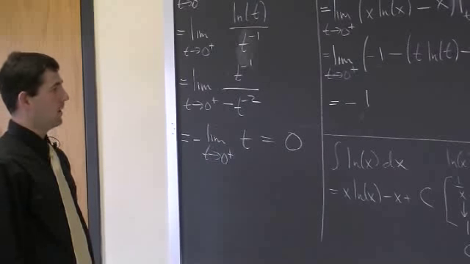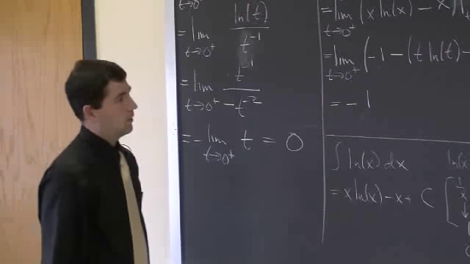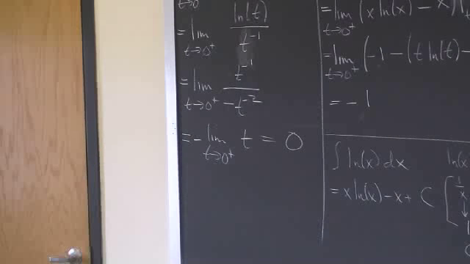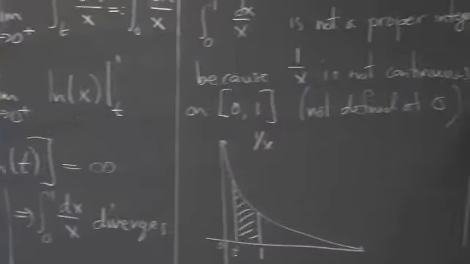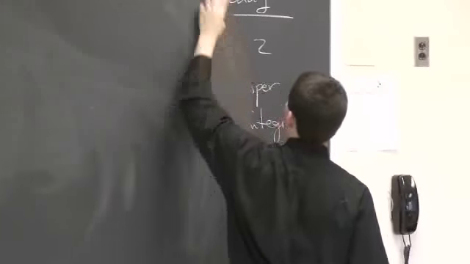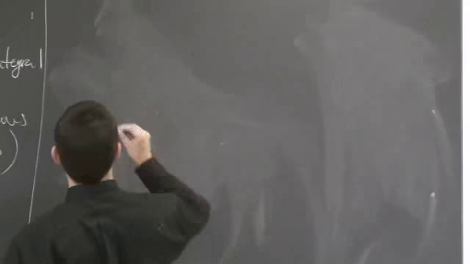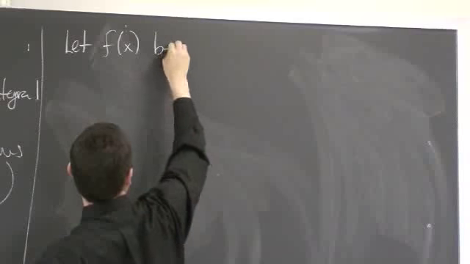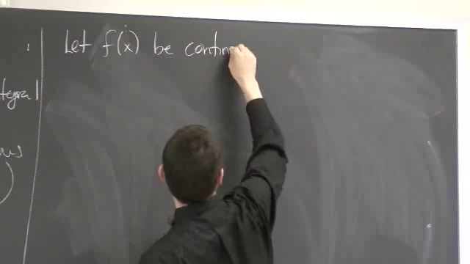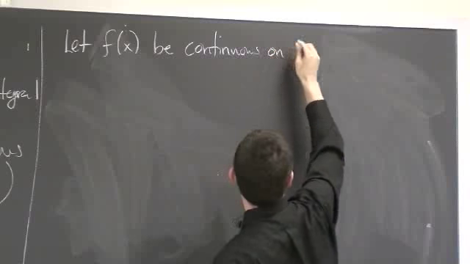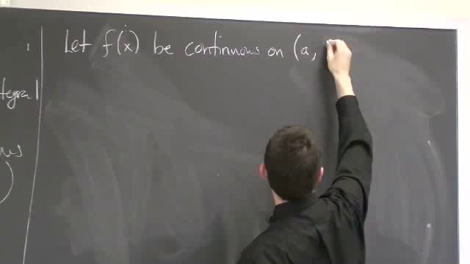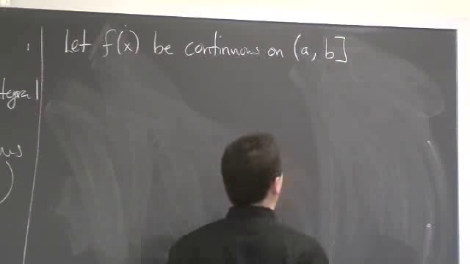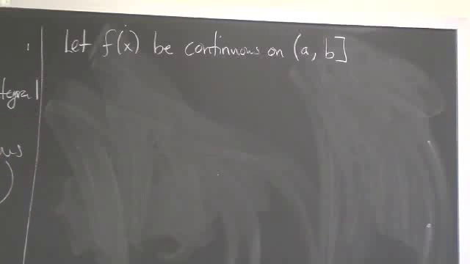Now, perhaps we should just write down the general statement then. And then we need the other side. So let f of x be continuous on the interval a to b, where I don't include a. So before I was always including a, but now I don't.